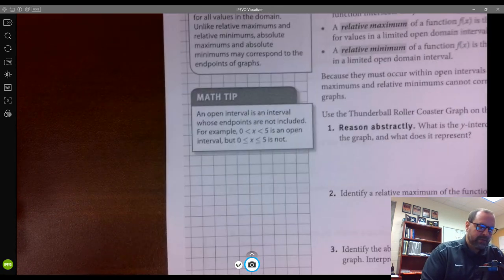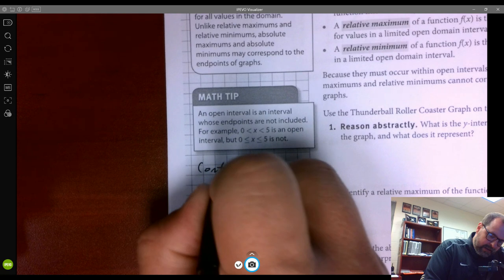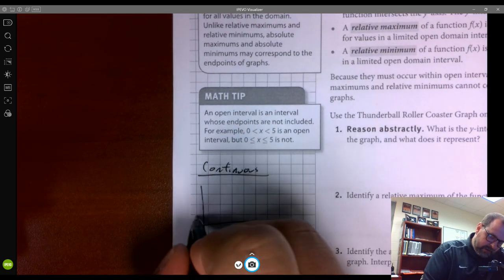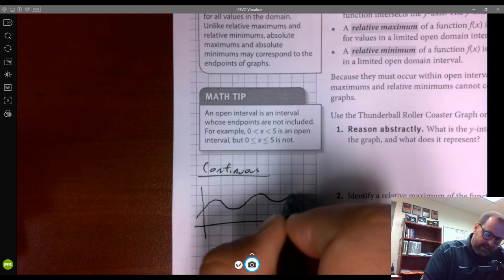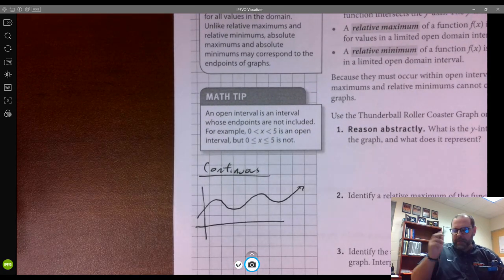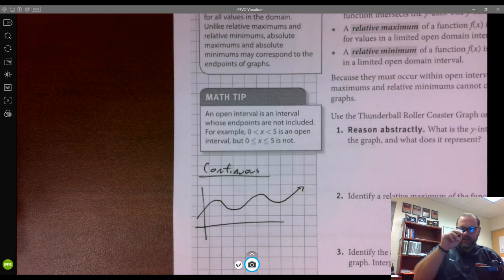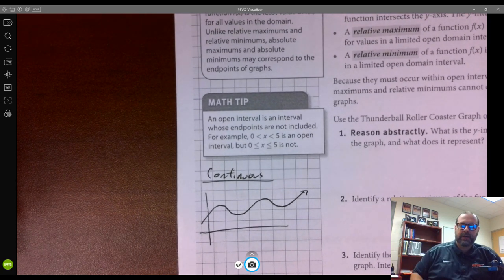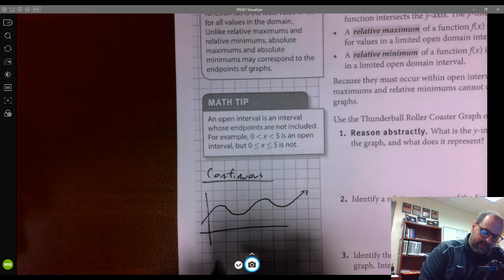What would a continuous look like? To start off, a continuous is going to be connected. Okay, it doesn't have to be up and down. It could just be a straight line going up. It could be that line going down. It could just be a line going straight across, but it's connected.